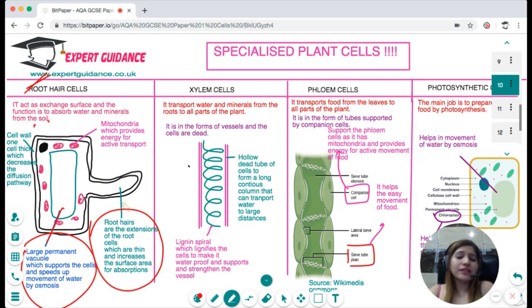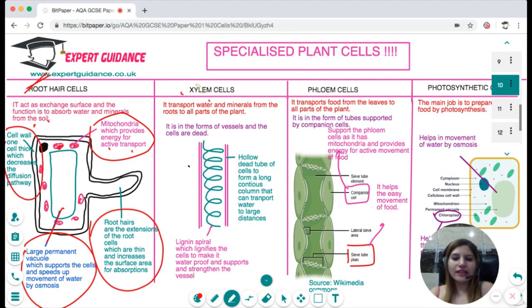At times, it's not just diffusion through which the water and minerals move. Active transport also happens. So for that, there are mitochondria inside the root hair cell, which provide the energy for active transport. It has a cell wall, and it is just one cell thick so that the substances can easily diffuse and the diffusion pathway is reduced.